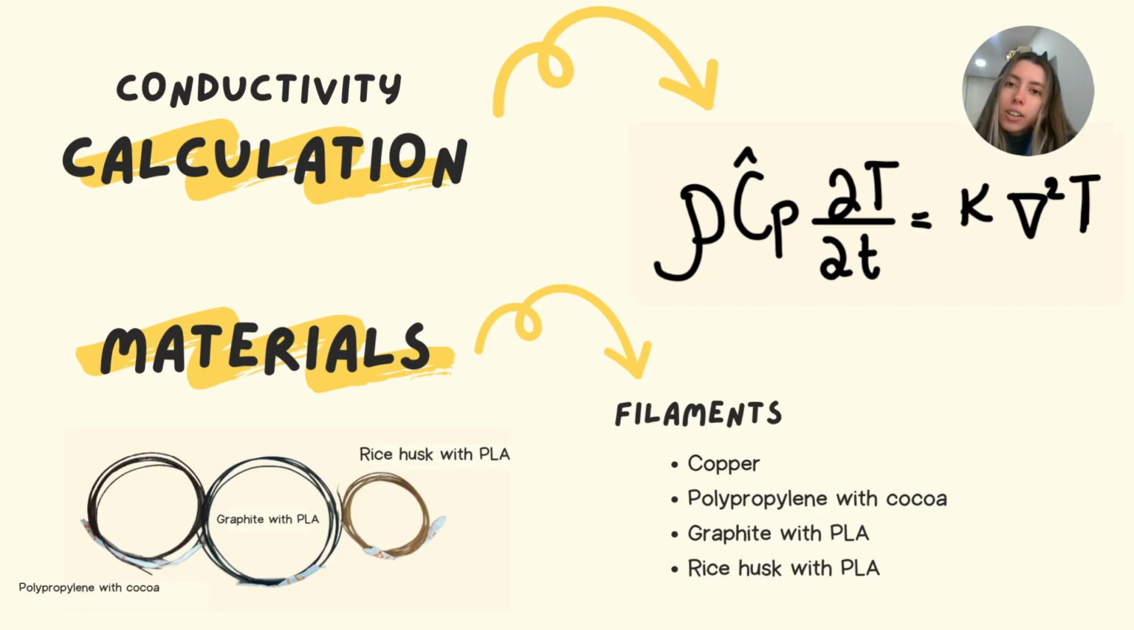Here is how we calculate the conductivity with this equation, and the materials that we use are the filaments of copper, polypropylene with cocoa, graphite with PLA, and rice husk with PLA.